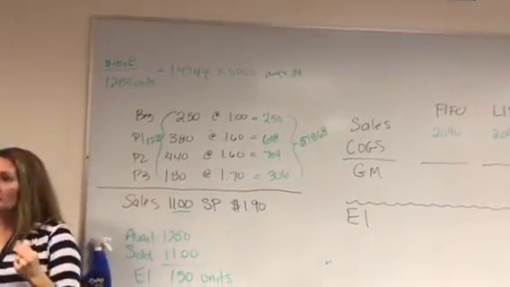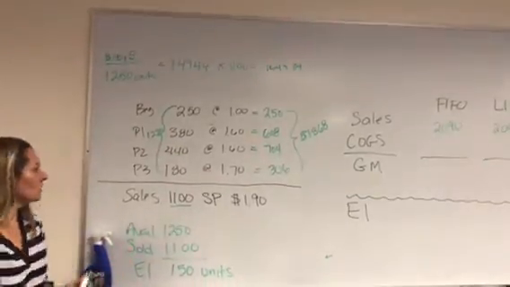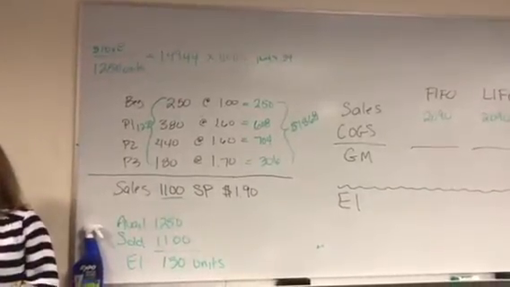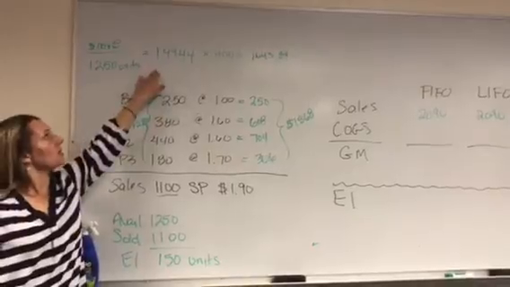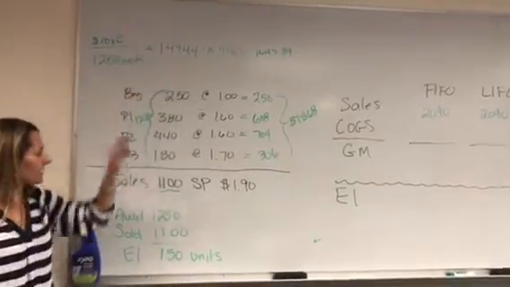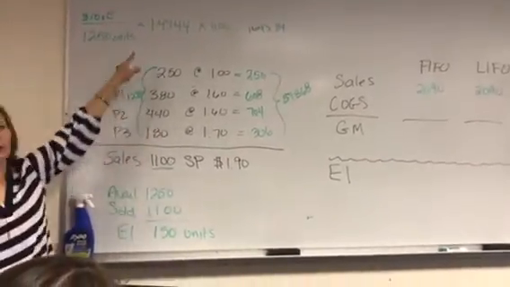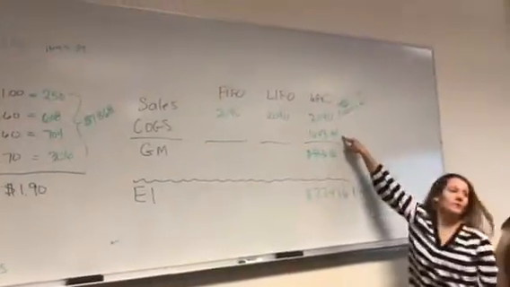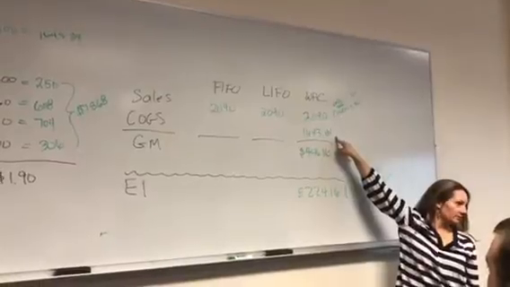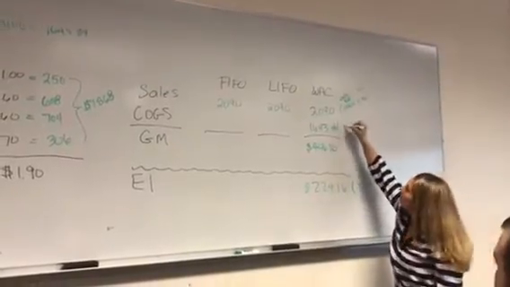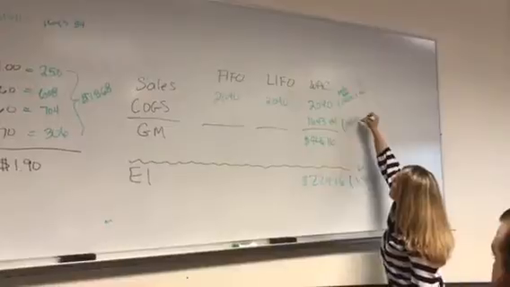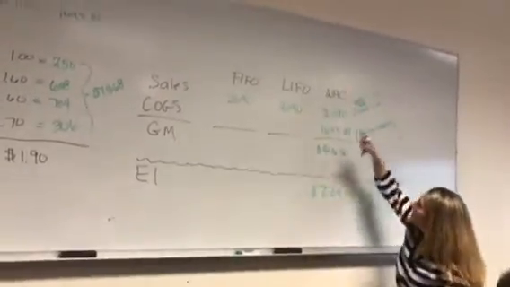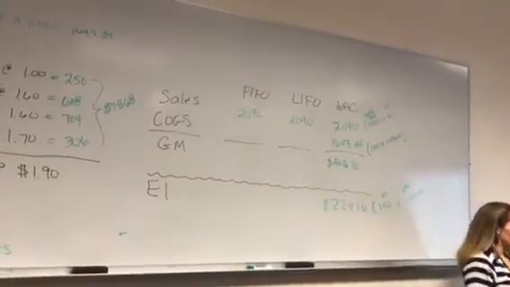The first is, what is our cost of goods sold? Well, we look at our problem and it says we sold 1,100 units. And if each unit on average cost $1.49, we're going to take the 1,100 units times our $1.49 to find our cost of goods sold for our weighted average cost method. So that is our 1,100 units times the $1.4944.